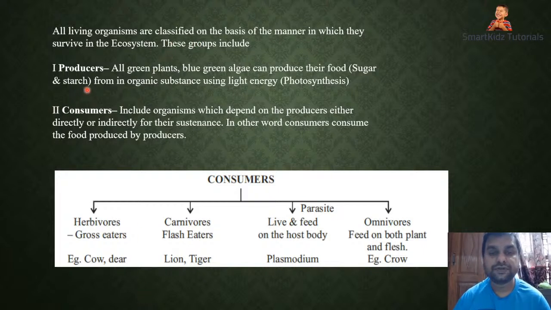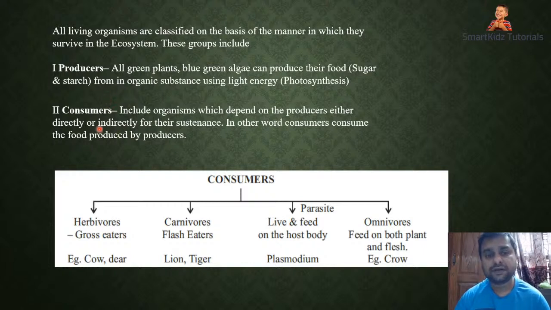First ones are producers, as the name suggests, they produce. That would include only the plants, because they are the only ones that are producing. They use sunlight in order to produce their own food, and they in turn serve as food for all other individuals who are referred to as consumers. The producers produce their own food, that is sugar and starch, by sunlight, which we call photosynthesis.